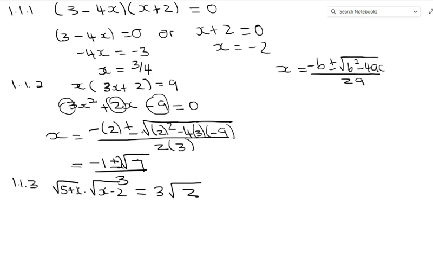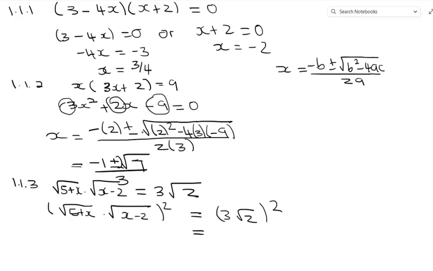So the first thing we have to do here is try and remove the square root. So how do we remove a square root? Let us square both sides to see if we can remove the square root. We square both sides. Here we're going to have 3 squared, which is 9, multiplied by 2. And here we're going to have 5 plus x multiplied by x minus 2.